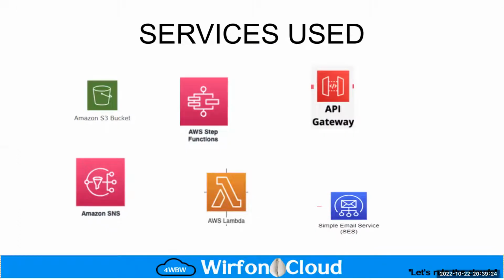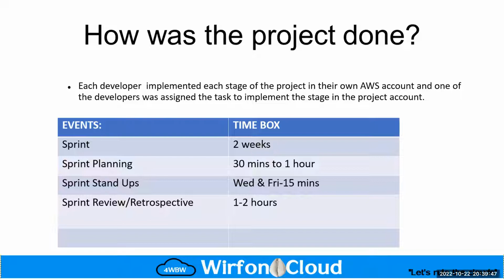Next slide. So the services used were, as you've seen in the architecture diagram there, Amazon S3, AWS Step Functions, the API Gateway, Amazon Simple Notification Service, AWS Lambda, and Amazon Simple Email Service. These were the services that were used.